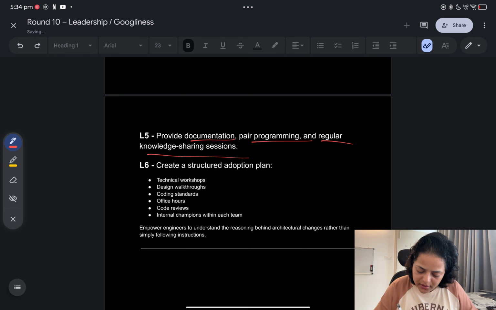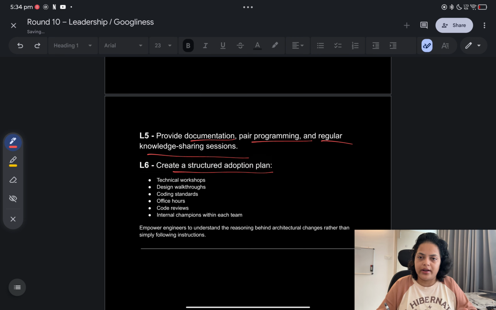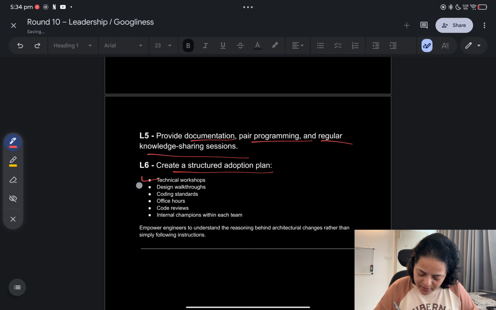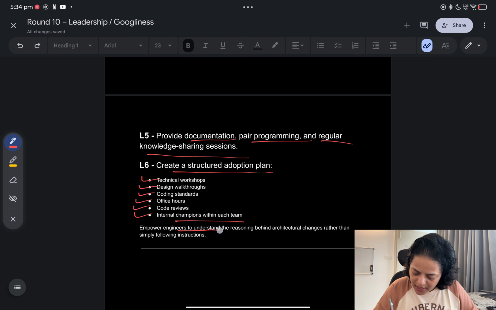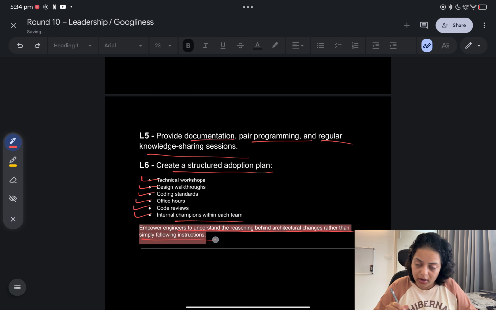L6 will say create a structured adaptation plan. So like technical workshops or design walkthroughs, then coding standards, office hours, and then code reviews and an internal champion within each team. So empower engineers to understand the reasoning behind architectural changes rather than simply following the instructions.